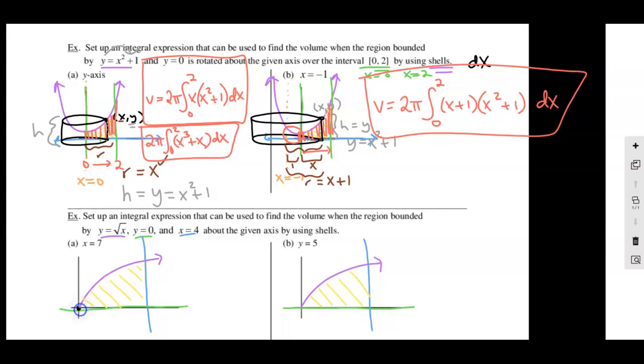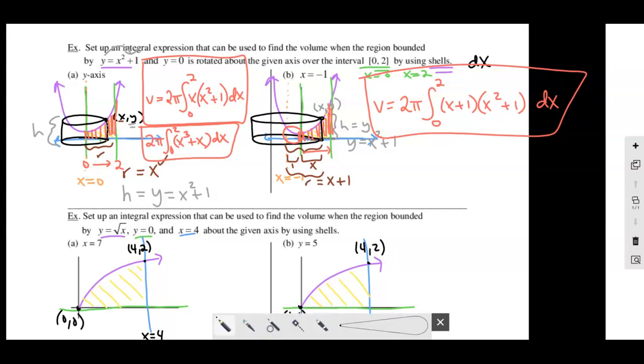Let's go get the intersection points just really quickly, just in case we need them, which we will. This intersection point is, of course, the origin. That's 0, 0. And that's, remember, that's the square root function. This is x equals 4. The square root of 4 is 2. So that's the point 4, 2. All right, so this is going to be the point 4, 2. And then again, that is at the origin, 0, 0. All right, so we're good.